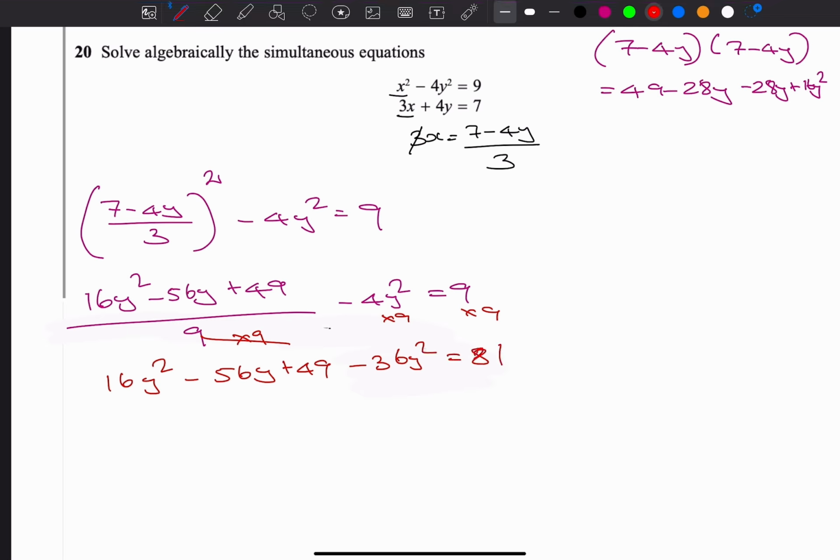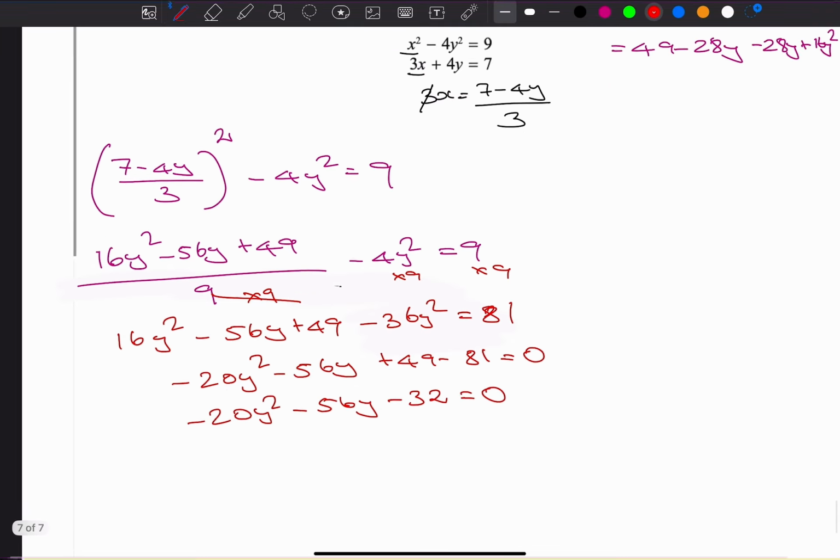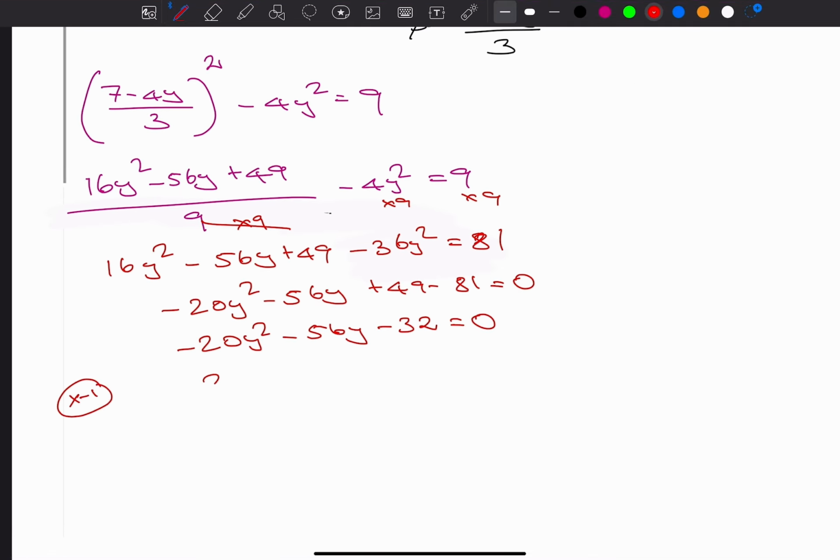What do we have? 16y squared minus 36y squared is minus 20y squared, minus 56y, plus 49 minus 81, bring it in, of course, equals 0. 49 minus 81, that's just minus 32, equal to 0. First, let's times everything by negative 1. So positive 20y squared plus 56y plus 32 equals 0. Now, am I allowed to divide it by a number? Yes, I can divide it by 2.